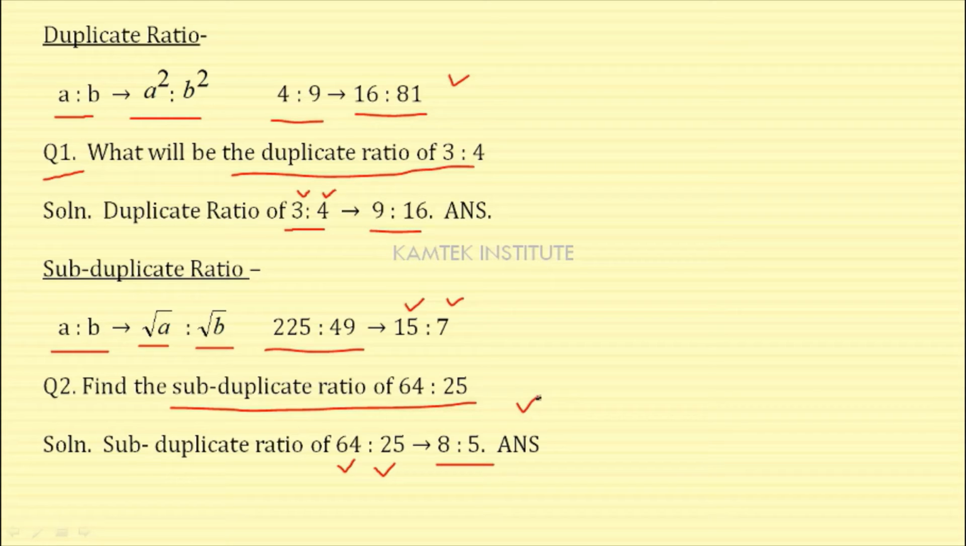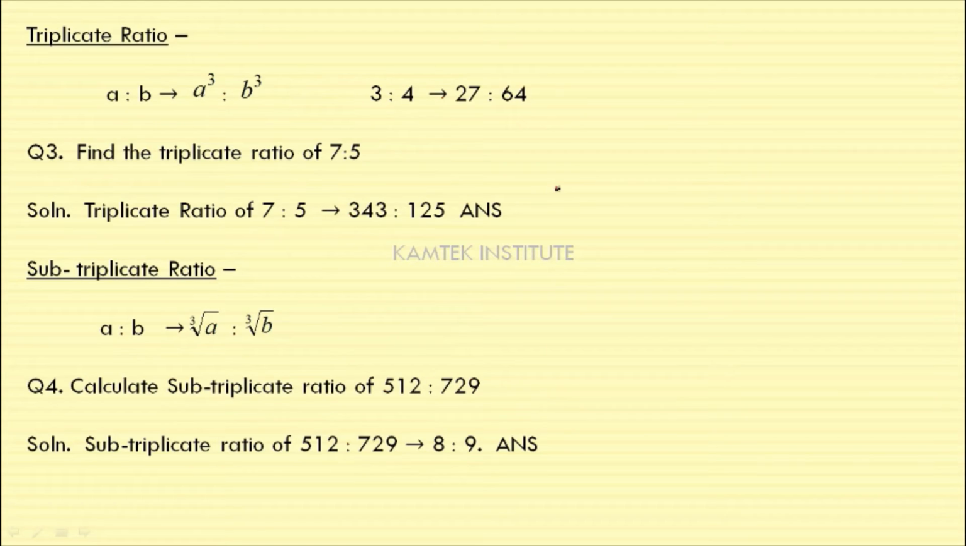Hope you have understood duplicate ratio and sub-duplicate ratio. Fine. So we come to triplicate ratio. If two numbers are in ratio, then the ratio of the cubes is called triplicate ratio. For example, we have a ratio A ratio B and we have to find the triplicate ratio. So it will be A cube ratio B cube, that is cube of both the numbers.